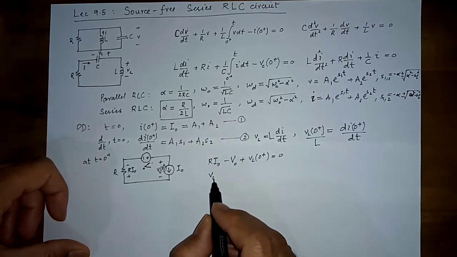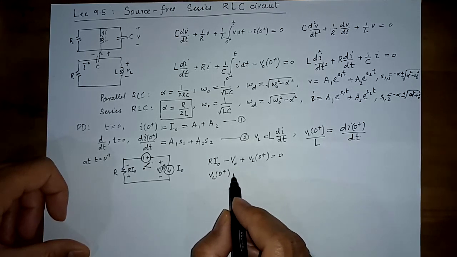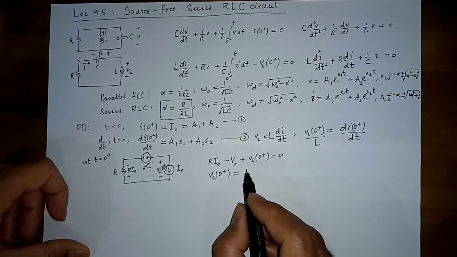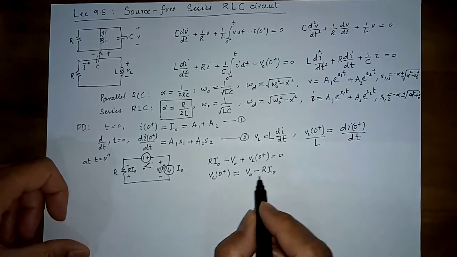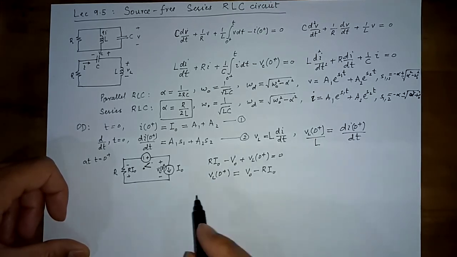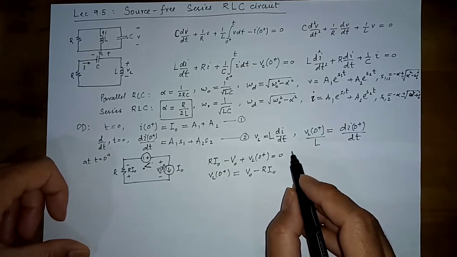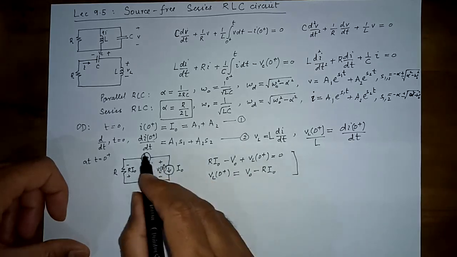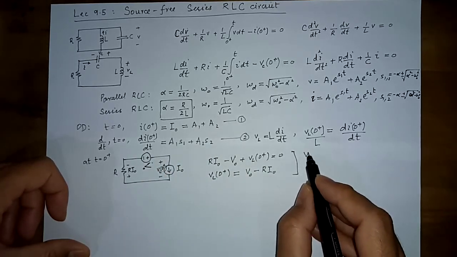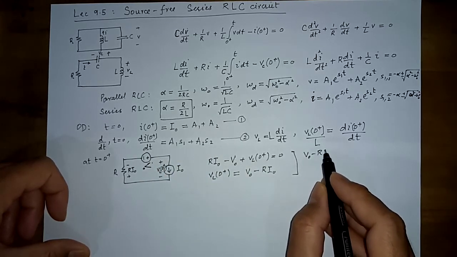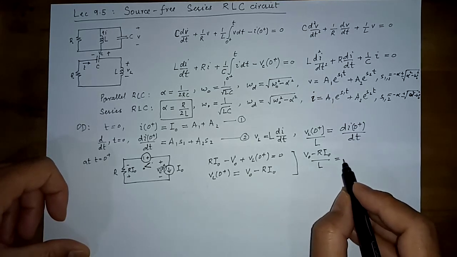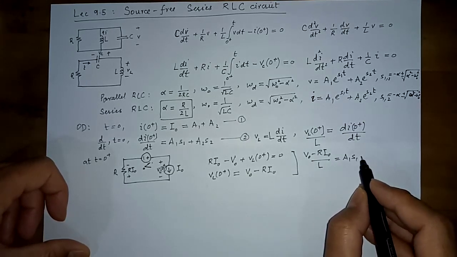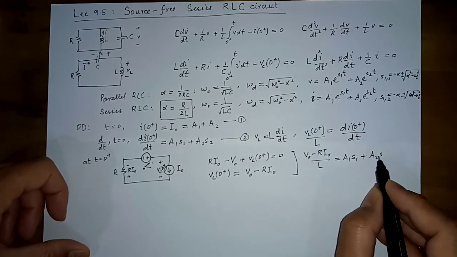So what do we get? VL at 0 plus is equal to V0 minus R into I0. So we get this, and this equation will become (V0 minus R I0) over L is equal to A1 S1 plus A2 S2.